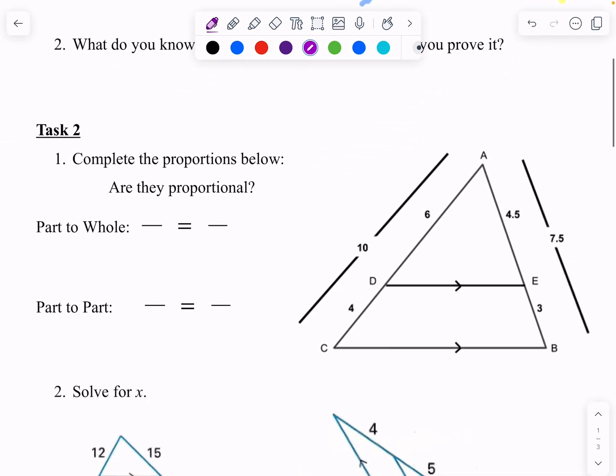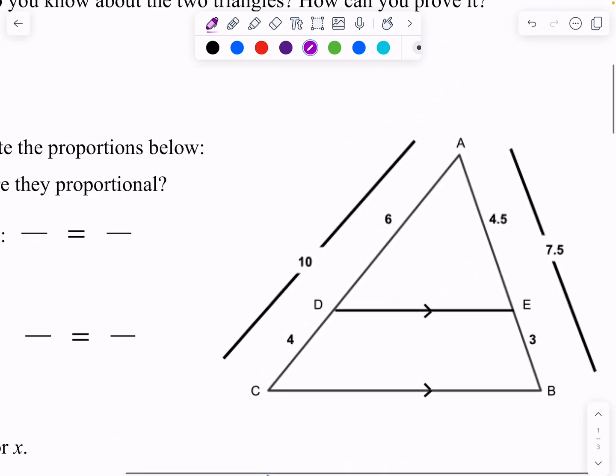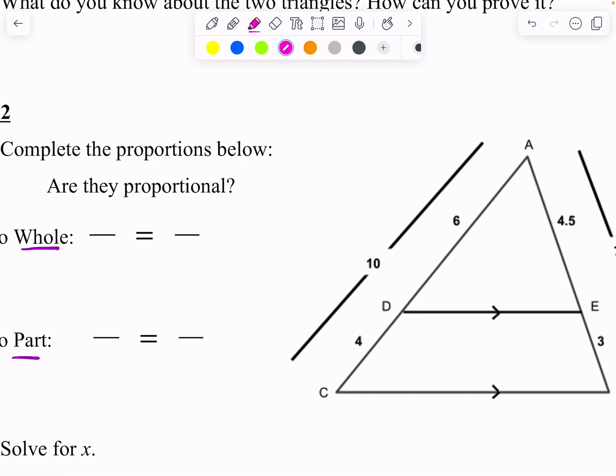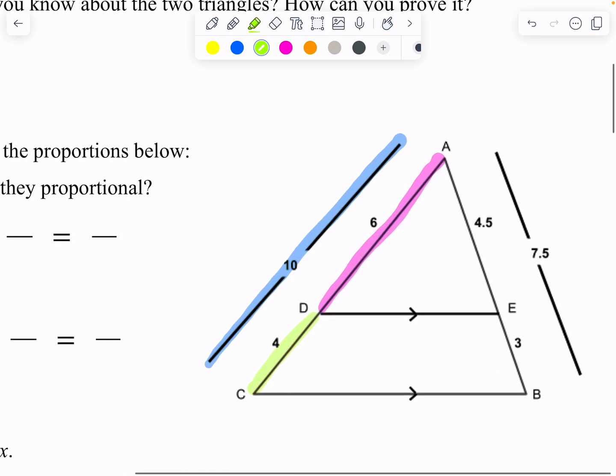Once we start adding measurements to them, what you can notice is that you can set up two proportions. You can set up a part to whole or a part to part. So when you set up a part to whole, what that means is you're taking one of the segments and you're relating it to the entire length of that side. So my part would be 6. I could have also used 4, and my whole would be 10. And that would be just one side. And then I'd have to go to the other side and use that part to whole.